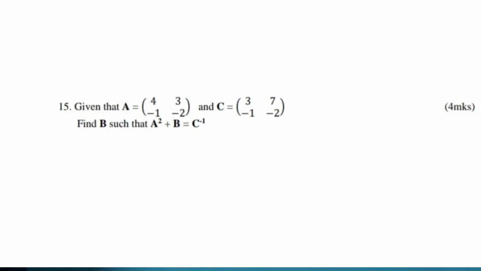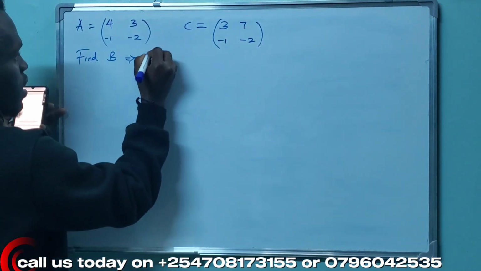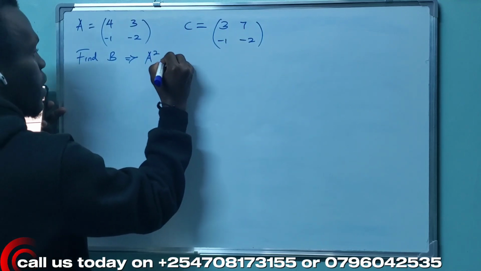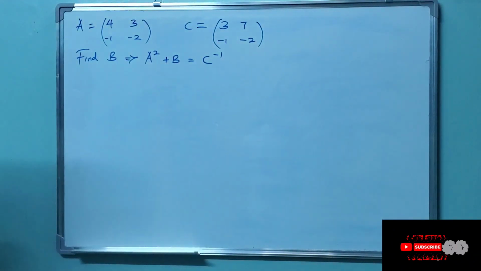So the example says, given matrix A equals 4, 3, negative 1, negative 2, and C equals 3, 7, negative 1, negative 2. Then you're being told, find B such that A squared plus B equals the inverse of C. So you're being told here to find B, given that A squared plus B equals the inverse of C. Now, that sign usually shows the inverse. So how can we work out that?